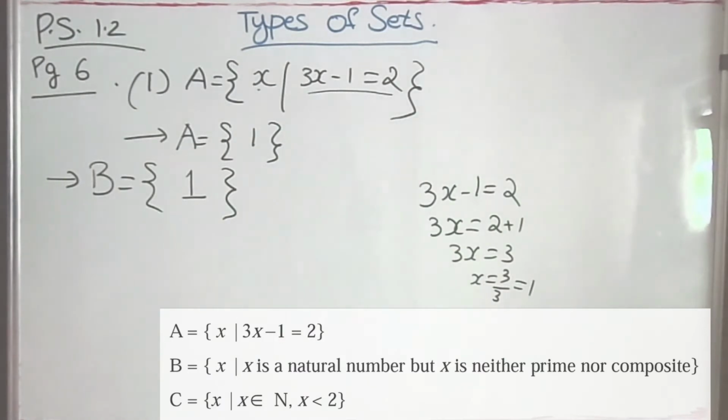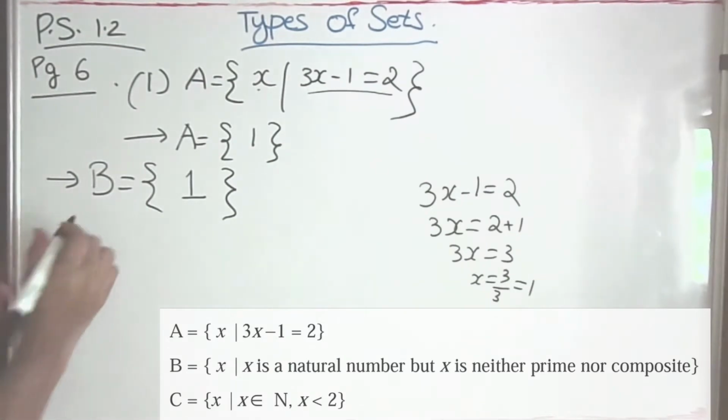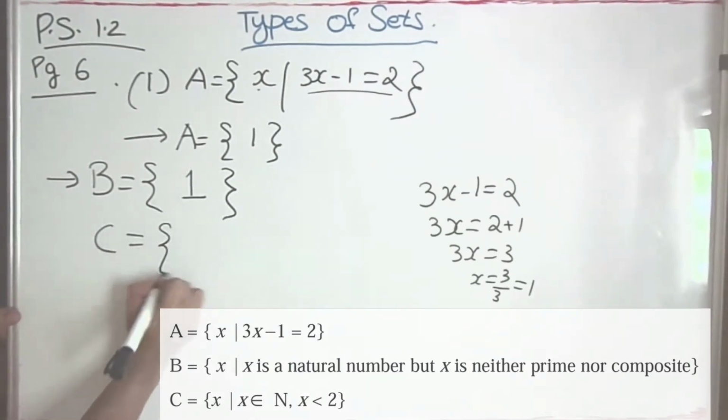Now let us go to the next set, C. C is equal to {x such that x belongs to natural numbers, x is less than 2}. Which is a natural number which is less than 2? You know natural numbers begin from 1. 1, 2, 3, 4 and so on. So the elements of set C are x such that x belongs to natural numbers and x is less than 2. Which is a natural number less than 2? 1.